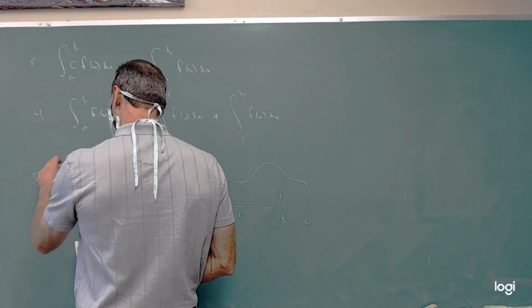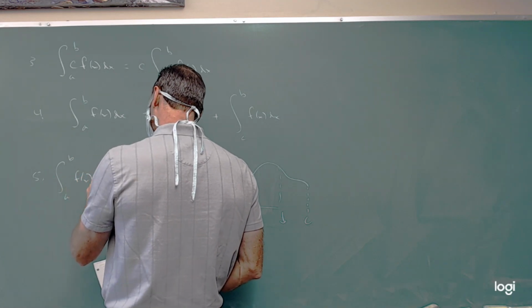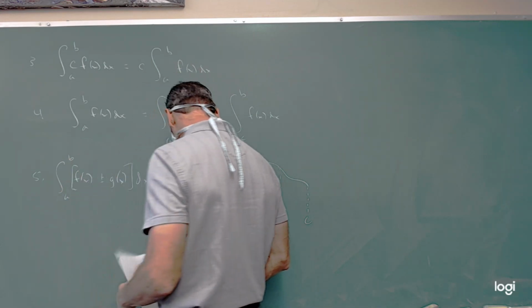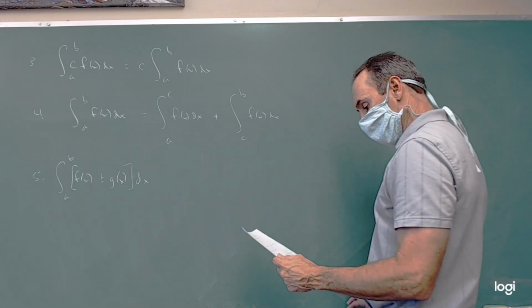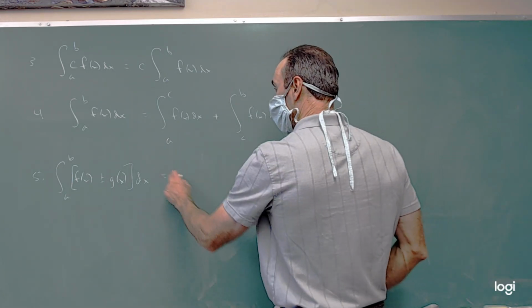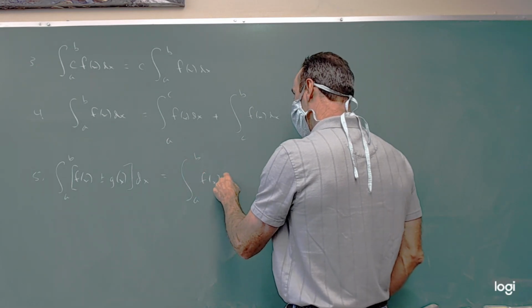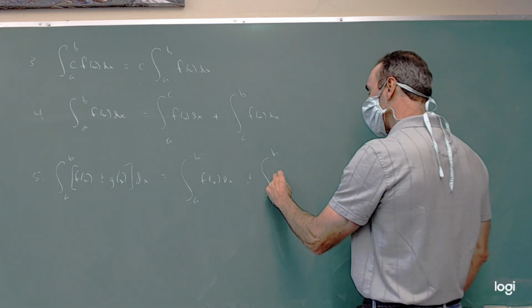This property is the integral from a to b of the sum or difference of functions. Just split them up. And whether you're adding them or subtracting them, you do the same thing.